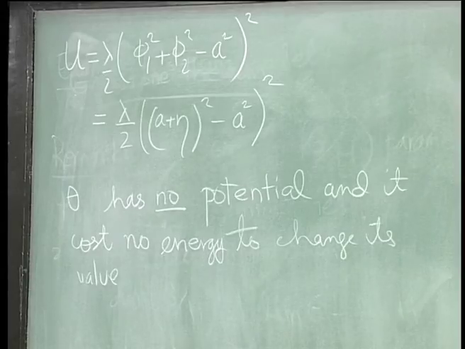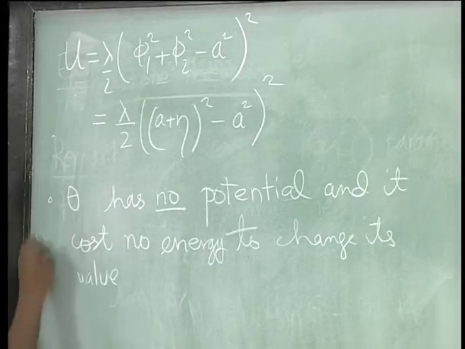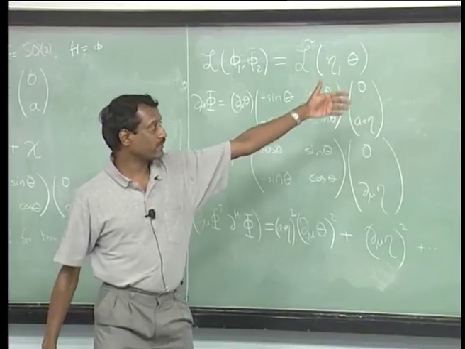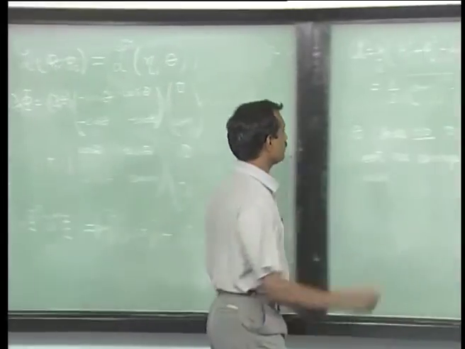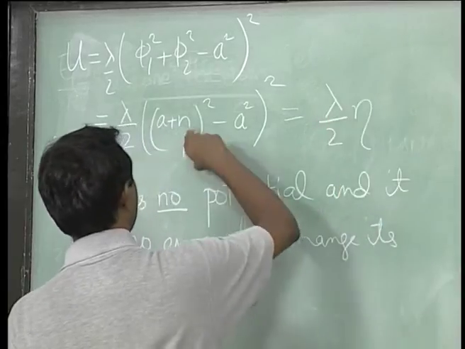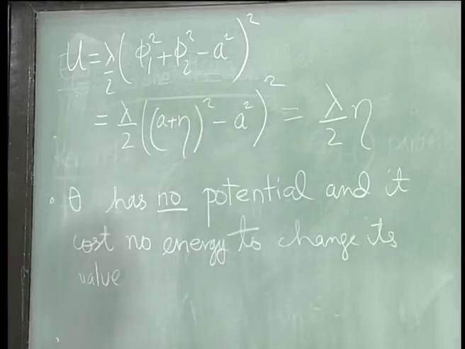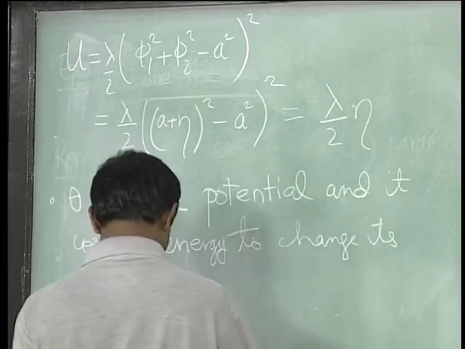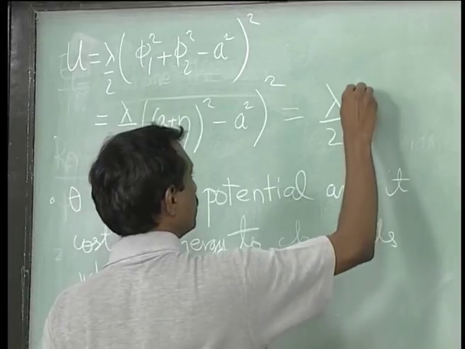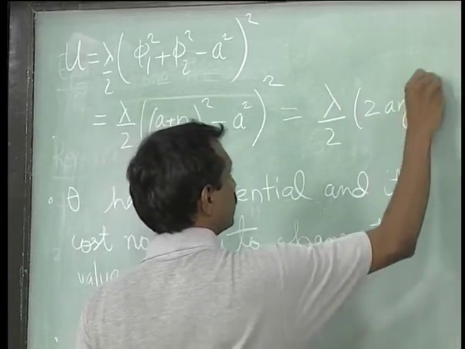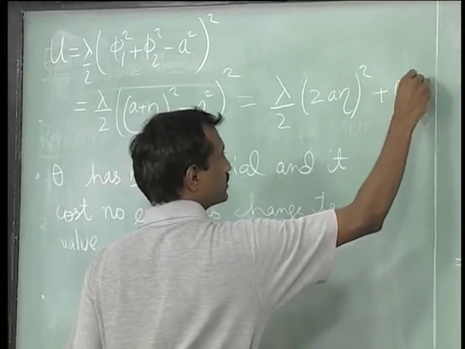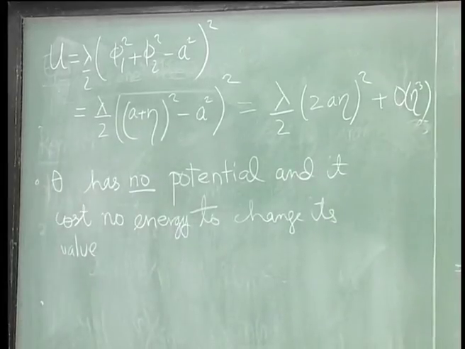Okay. So, what about eta? Eta of course sees this full potential. You can expand it, and this will have a term which will look like lambda by 2 eta. The leading term is lambda times 2 a eta, whole square, plus eta power 4 or higher powers, plus eta cubed. Let me leave it at this. This is what you get.